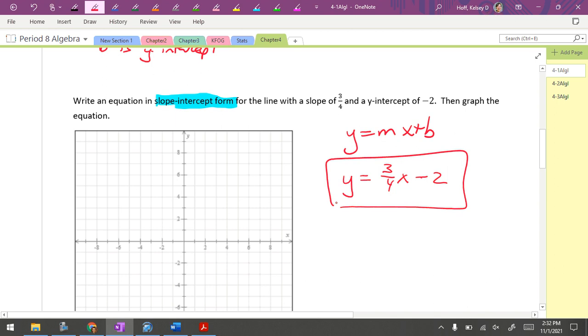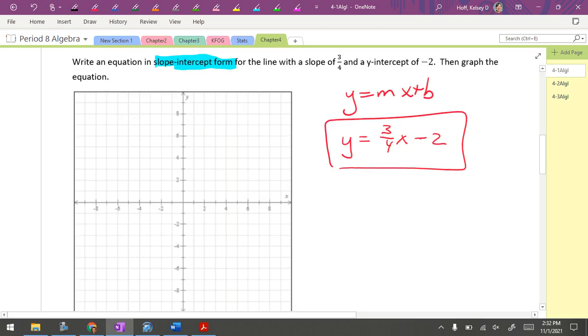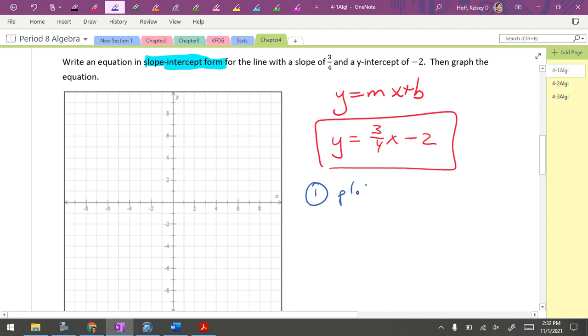Okay. Now, how do I graph it? Plot the y-intercept. Plot the y-intercept. What's the y-intercept for us? -2. -2, the y-intercept. Which one's your y-axis? Up and down. Very good. So we're going to put a point at -2. That's my starting point. Now we're going to, I shouldn't say run, use the slope.